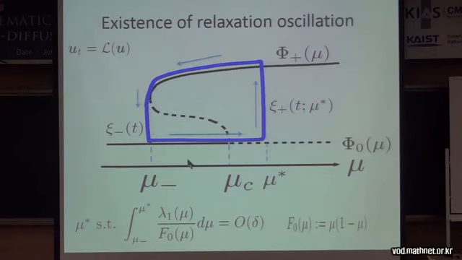Please remember that the structure of the original relaxation oscillation phenomenon is like this. But in this case, this branch still remains, so a slightly different structure appears. It does not go up here, but moves slightly along this line and then goes up. This mu star is given by this quantity.